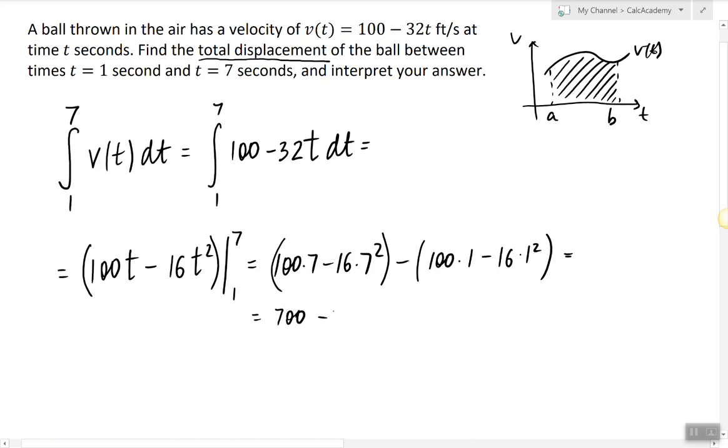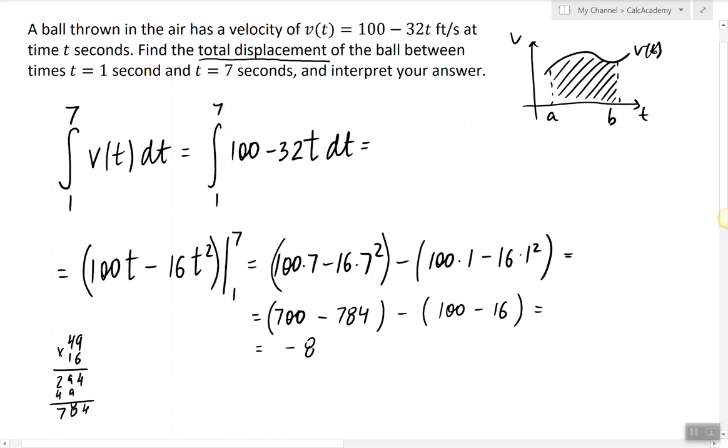So here we have 16 times 7 squared. So I have 784 here, minus 100 minus 16. So we have negative 84 here, minus 84, and we get negative 168.